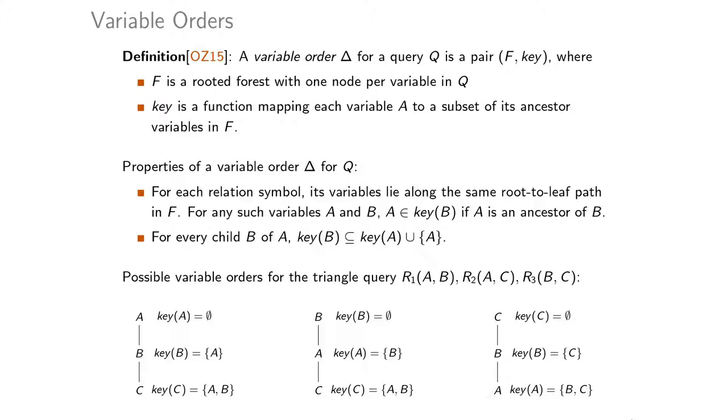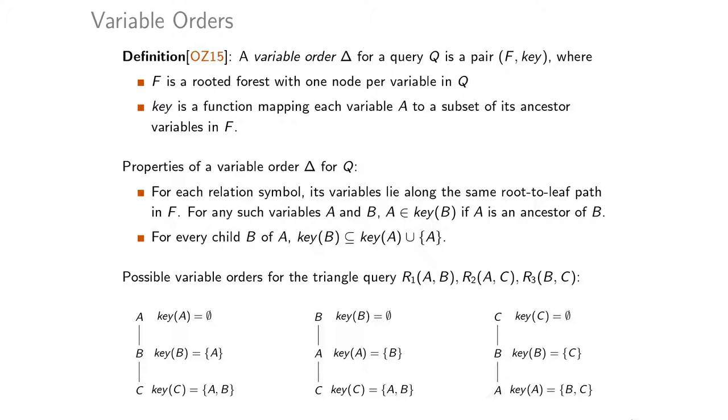Another query here. This is the triangle query. For the triangle query, this is a possible variable order, A, B, C. But the key of C is A, B, because C appears with each of A and B in a relation, right? C appears with B in relation R3 and appears with A in relation R2. So it must be that in the key of C, we have both A and B. In the key of B, we have only A. In the key of A, we have nothing because this is the root.